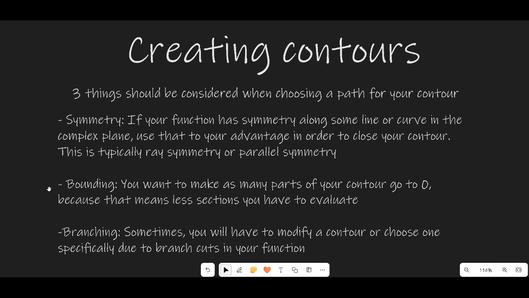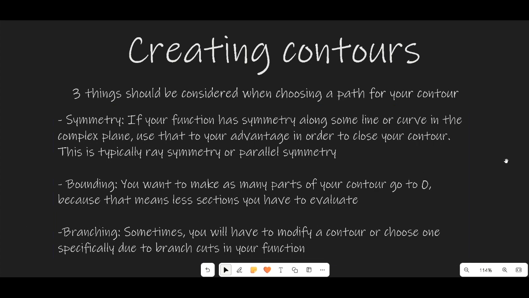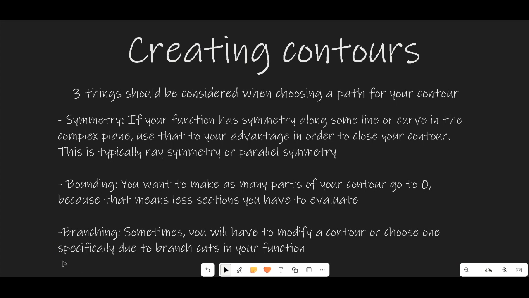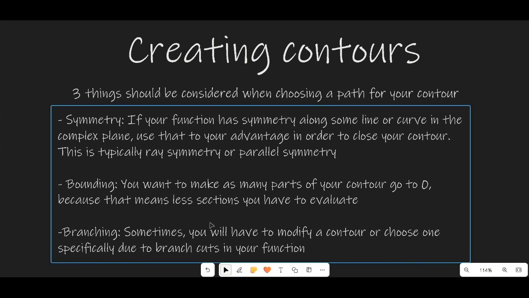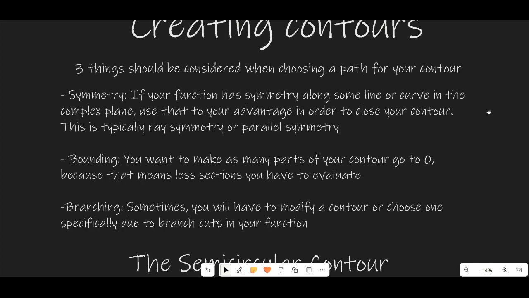So that leads us into our next important topic, which is bounding. You want to make sure as many parts of your contour as possible go to 0, because that means fewer sections you have to evaluate. You'll see that some of our contours will purposefully spend a lot of time looping around close to infinity, because close to infinity in general our functions will go to 0, and that makes our contour integral much easier to evaluate. And branching. Sometimes we'll have to modify our contour or choose one specifically due to branch cuts in our function, and that'll make a little bit more sense once we get to some of the other contours that we're going to cover in the video. So let's go ahead and get started.